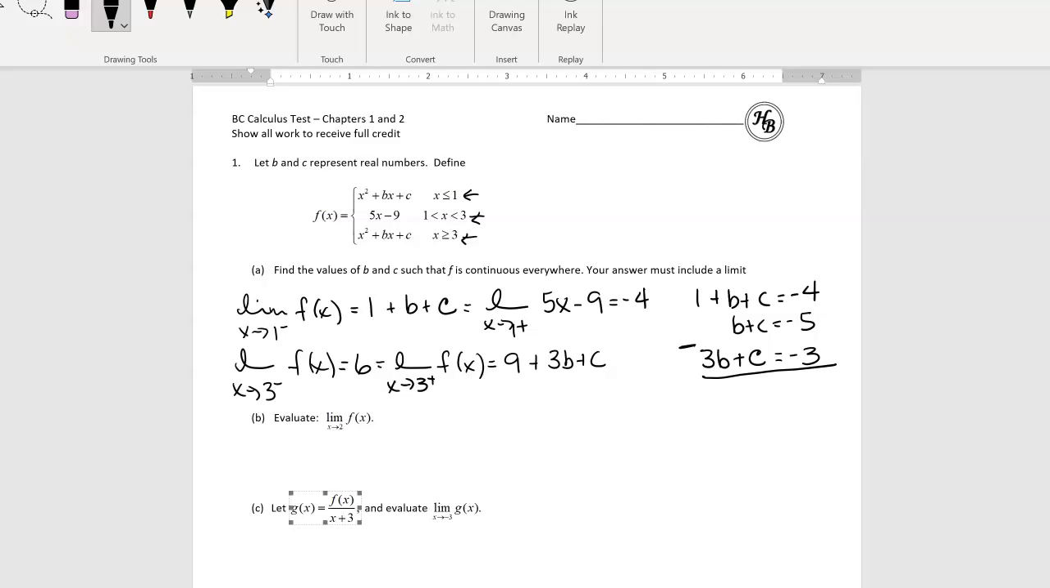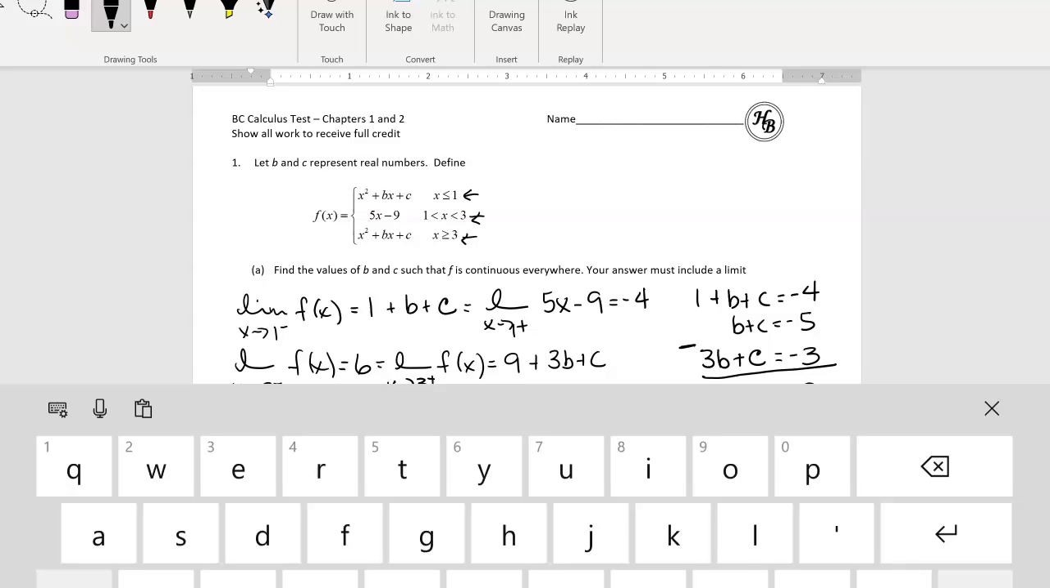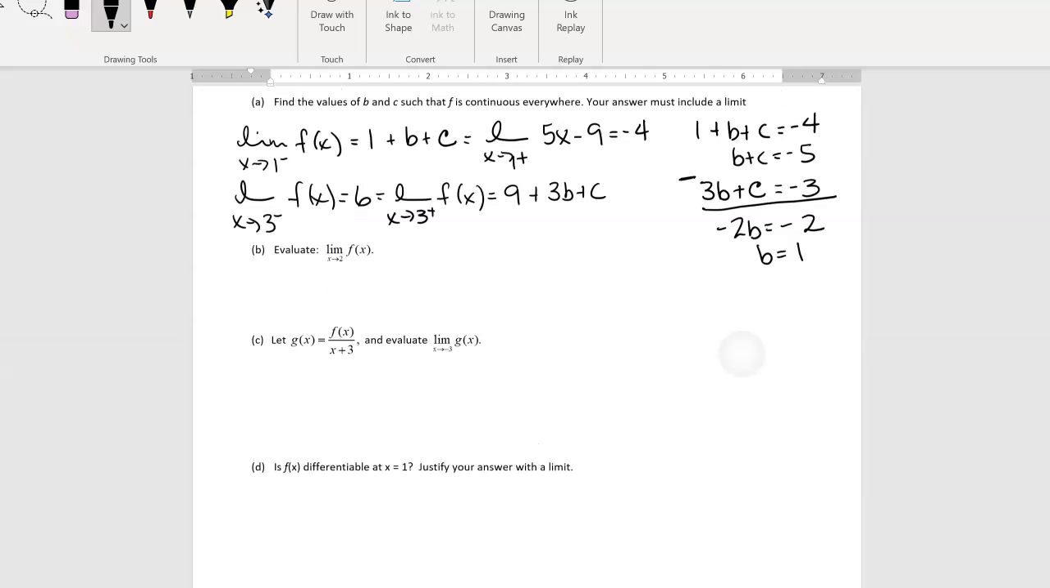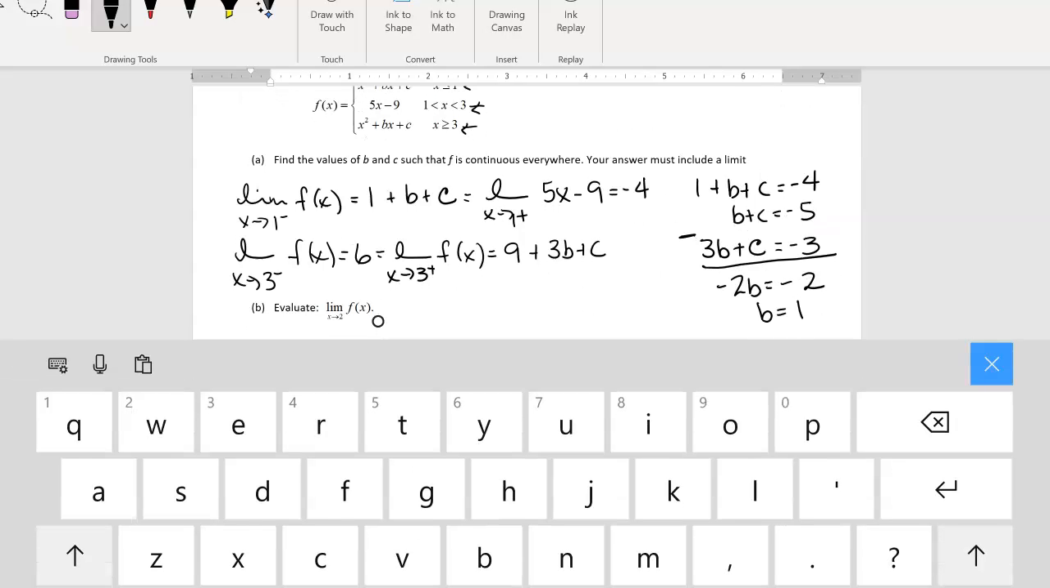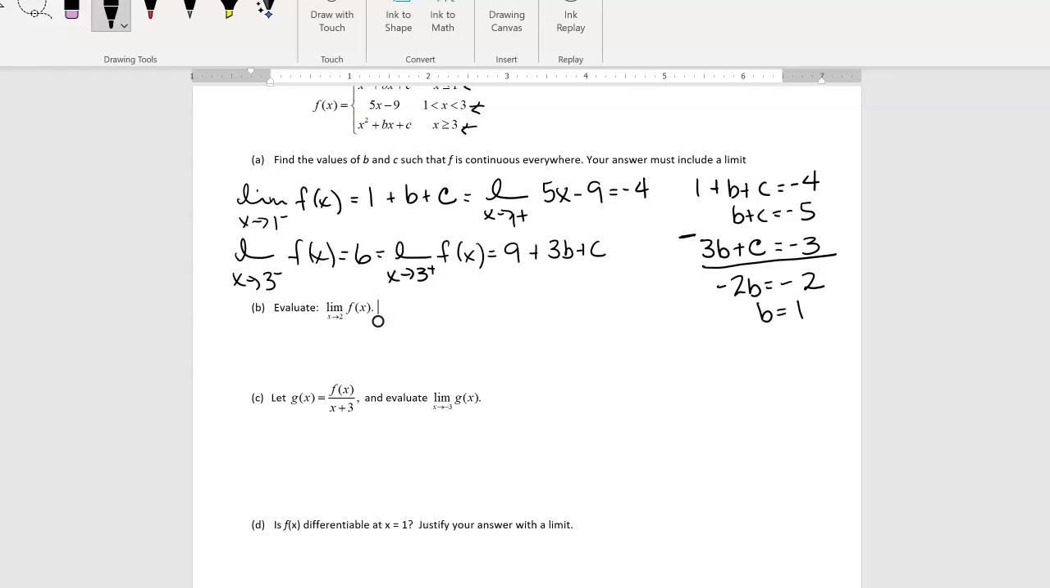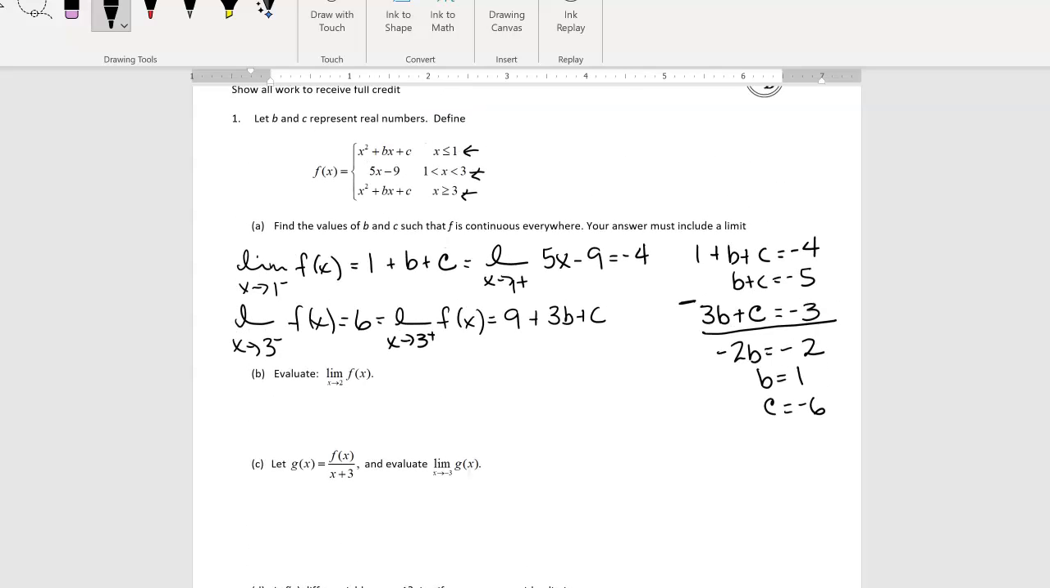I'm going to subtract these two equations to cancel the c. I've got a nice little system here. Negative 2b equals negative 2, and b equals 1. Plugging back in to any one of our equations, we get c equal to 6. No, c equals negative 6, sorry. There we go. So now I've got a b and a c.